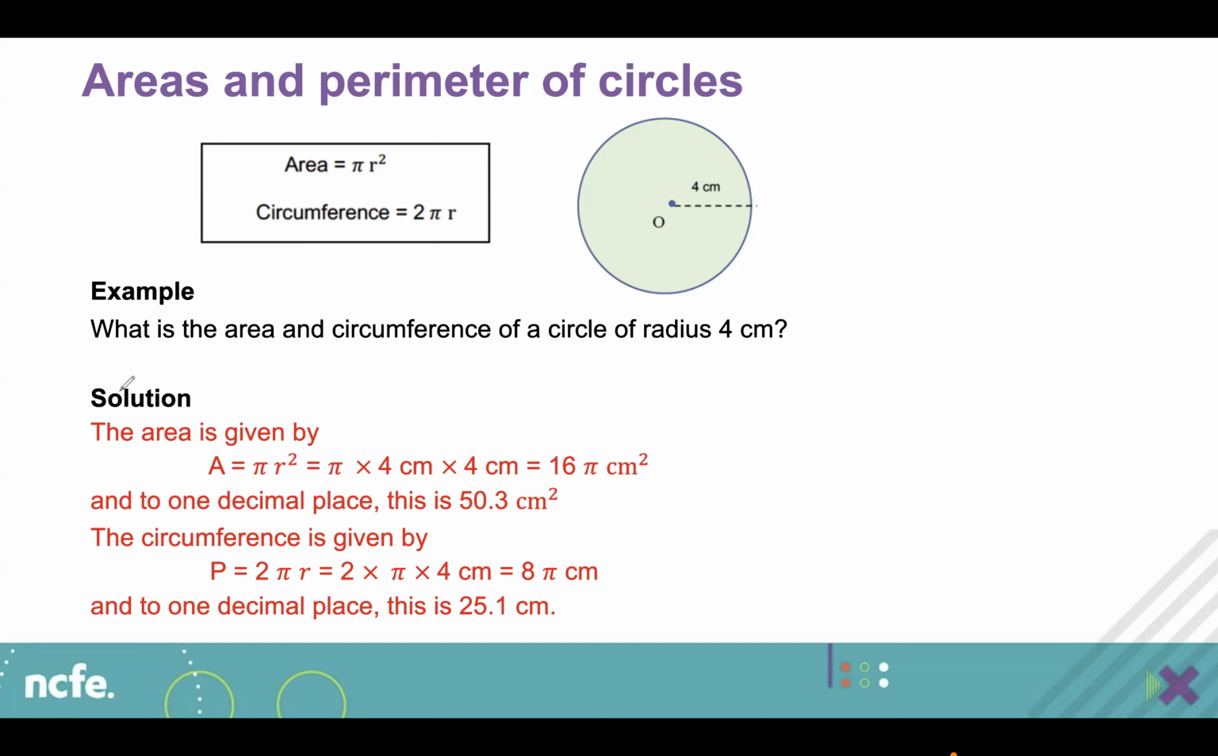Again, just to make it clear, pi equals 3.